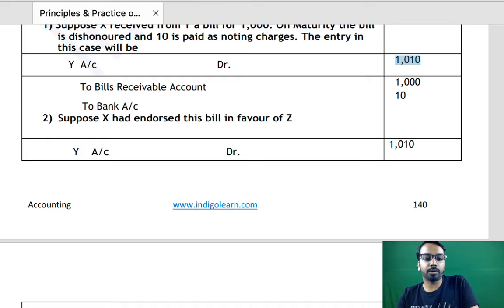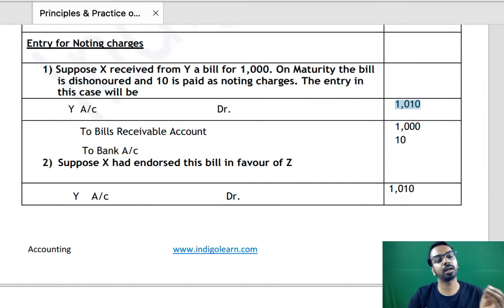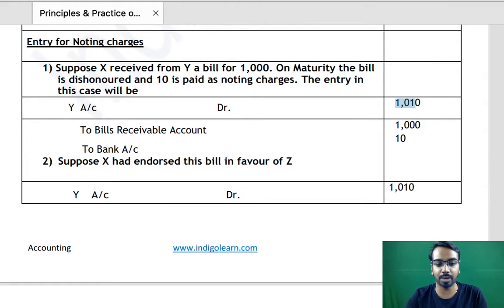Right, so we're talking about how do you account for these transactions. So one thing that you need to understand as a logic is, if you see these three transactions, whether the bill was not discounted or not endorsed and then dishonored, or whether the bill was endorsed and then dishonored, or whether the bill was discounted and then dishonored, the party to be debited is the debtor, and the amount that will be debited to the debtor will be the same, that is 1010 in this example.